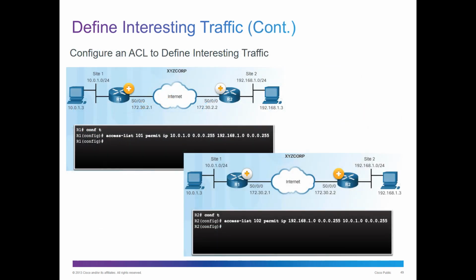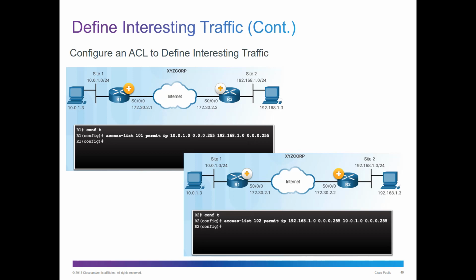We have to configure an ACL to define interesting traffic. Basically, what traffic is allowed to go through the tunnel. So we have to make sure on R1 we set up the ACL for the appropriate source and destination. And on R2 we have to have the reverse.